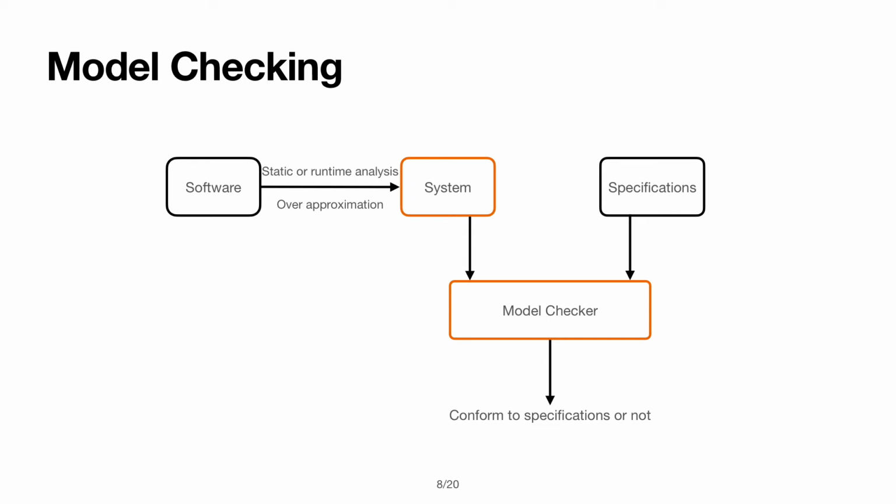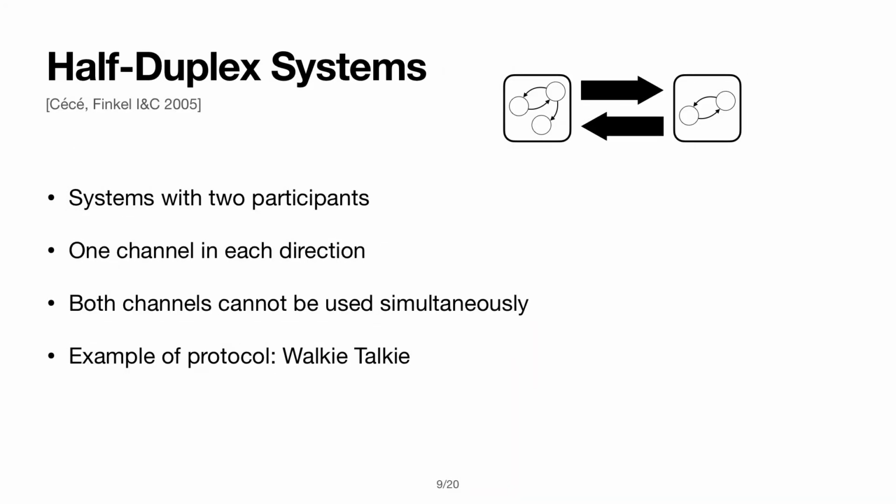So I talked about defining a family of systems. An example of such a class of systems is half-duplex systems, as introduced by Cece and Finkel. This class is defined for systems with two participants, with one buffer in each direction between them. And the restriction is that both those buffers cannot contain messages at the same time. That is, if one channel contains pending messages, the other one must be empty.